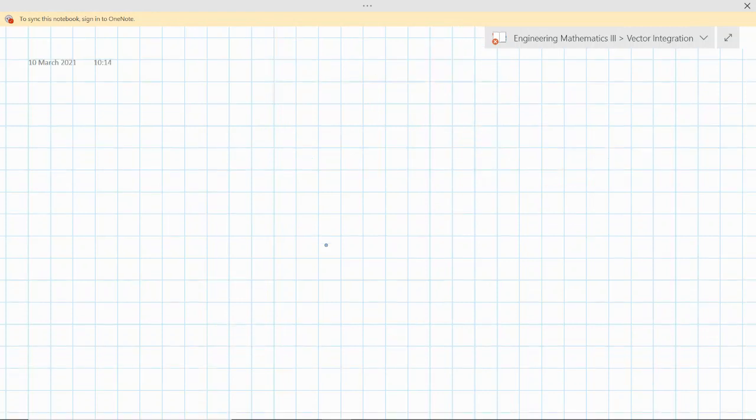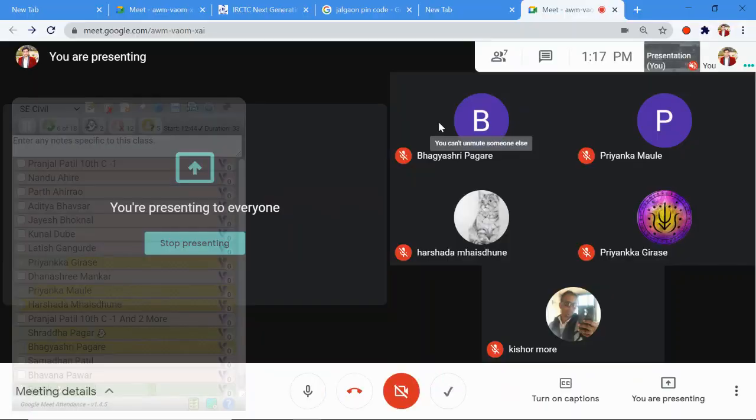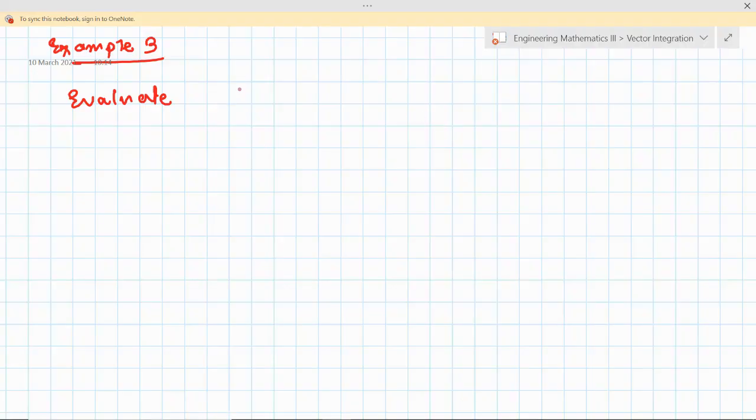The next is example 3. So what is this example? Evaluate, again we have a surface integral. Evaluate the surface integral of del cross F bar dot dS bar, with n cap. If n cap is not there, then definitely dS bar is there. So this is dot dS bar.